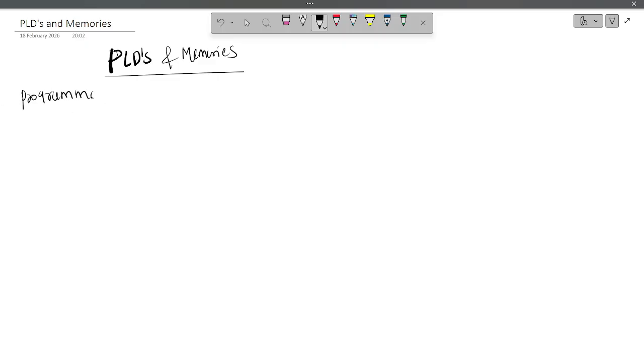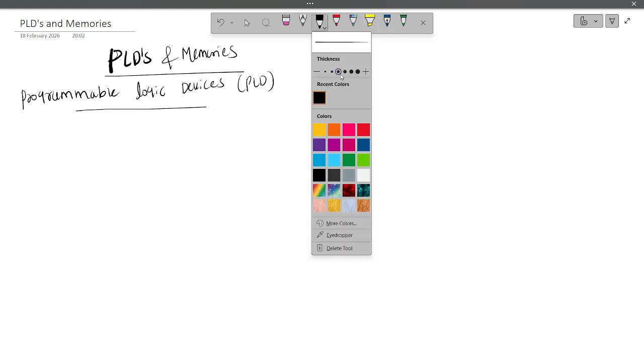Programmable logic devices, PLDs. The process of entering the information in these devices is known as programming. Normally there is software programming, but this is one type of hardware programming.